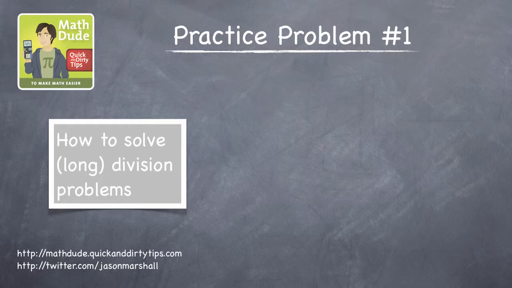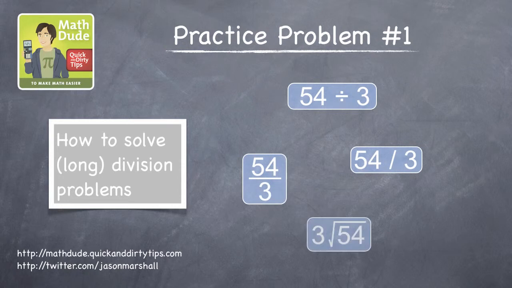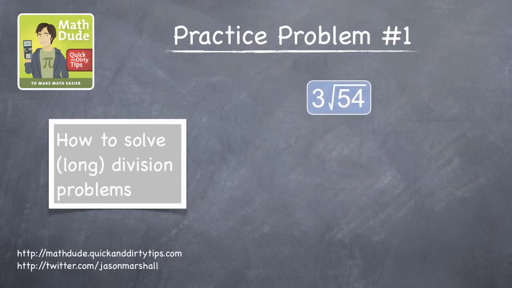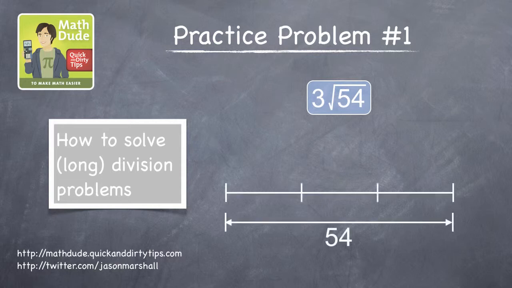The first practice problem is 54 divided by 3. Division problems can be written in a number of equivalent ways. All of these represent 54 divided by 3. But what exactly does a problem like 54 divided by 3 really mean? Well, it means start out with a line that has a length of 54, say 54 meters, and divide it into 3 equivalently sized pieces.